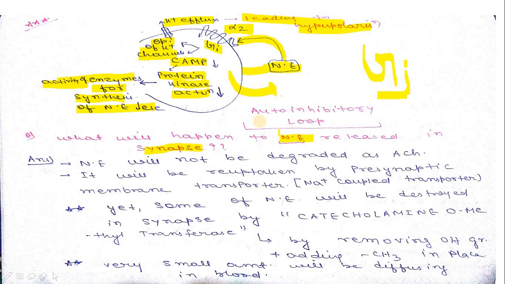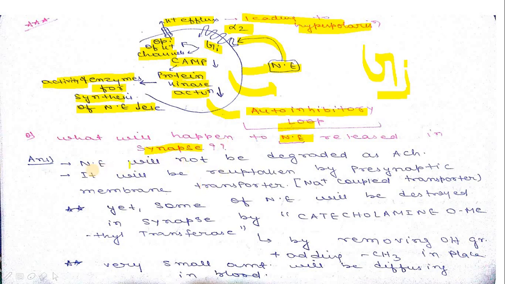Clear? So this is known as auto-inhibitory loop. Means this nerve is itself inhibiting its own functions. Clear? This is known as auto-inhibitory loop. Now we will discuss what will happen to norepinephrine which is released in the synapse.